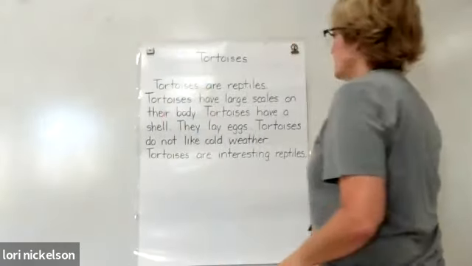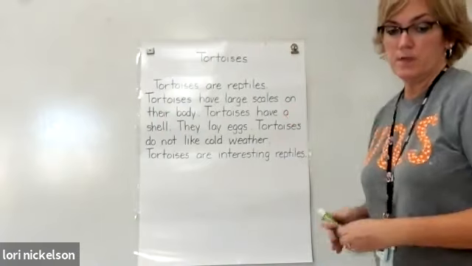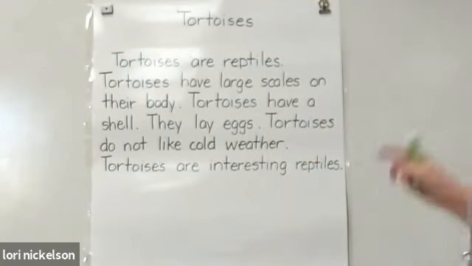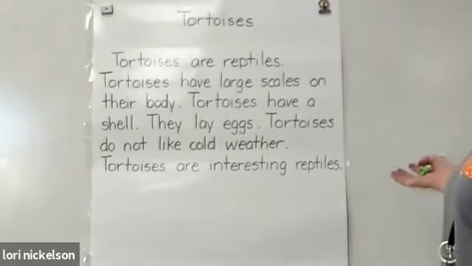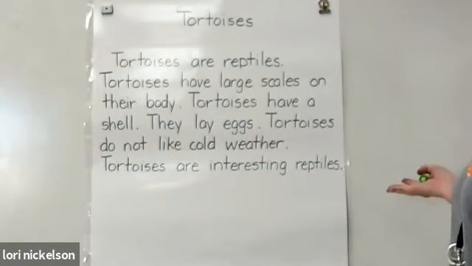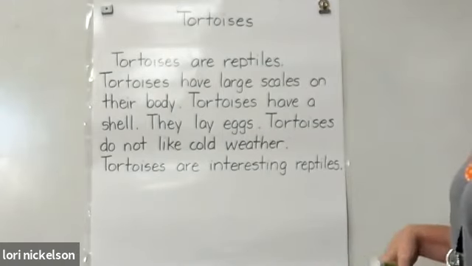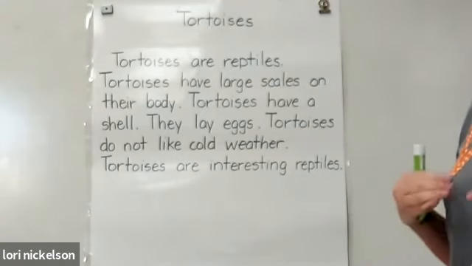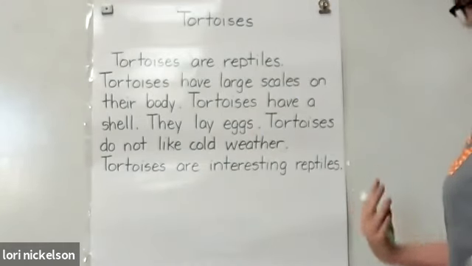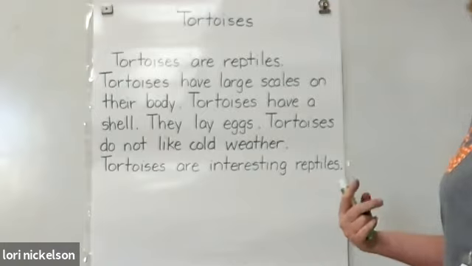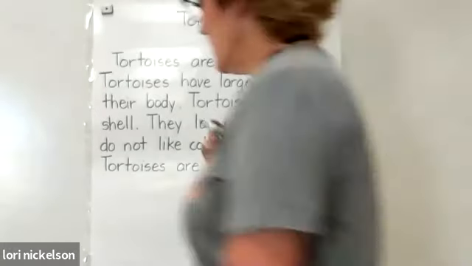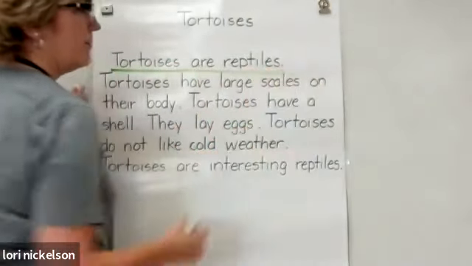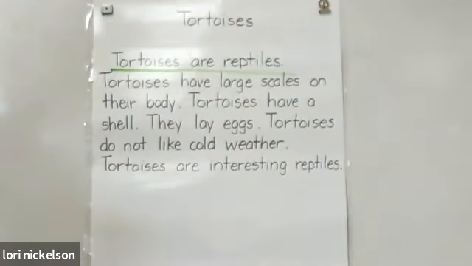So we have tortoises. And I'm going to read it again because we have to find the topic sentence. Tortoises are reptiles. Tortoises have large scales on their body. Tortoises have a shell. They lay eggs. Tortoises do not like cold weather. Tortoises are interesting reptiles. So what would be our topic sentence there? What is that whole story about? Good. Tortoises are reptiles. So I'm going to take my light green marker and underline tortoises are reptiles. Great job. Okay.